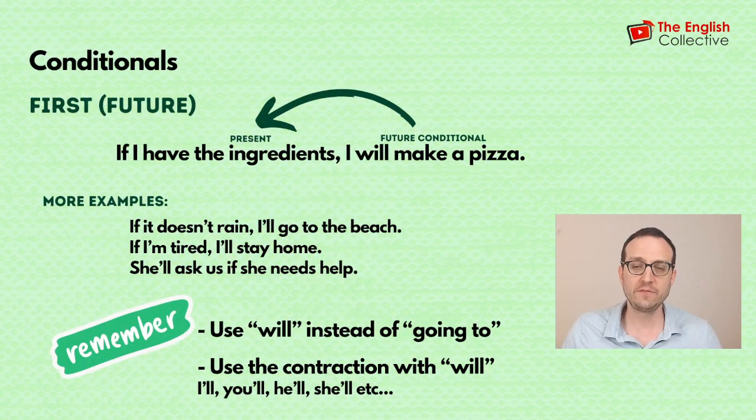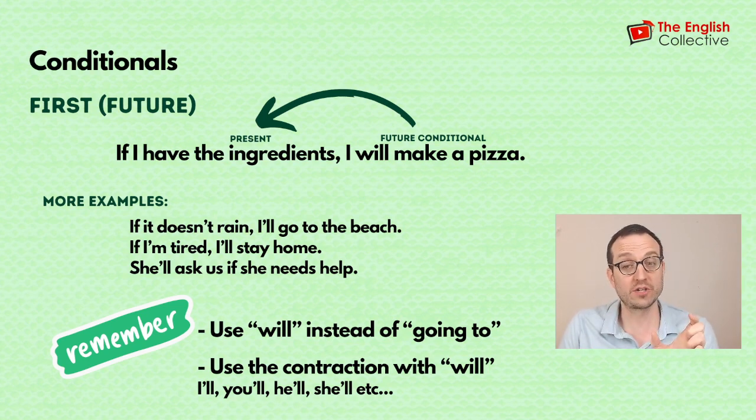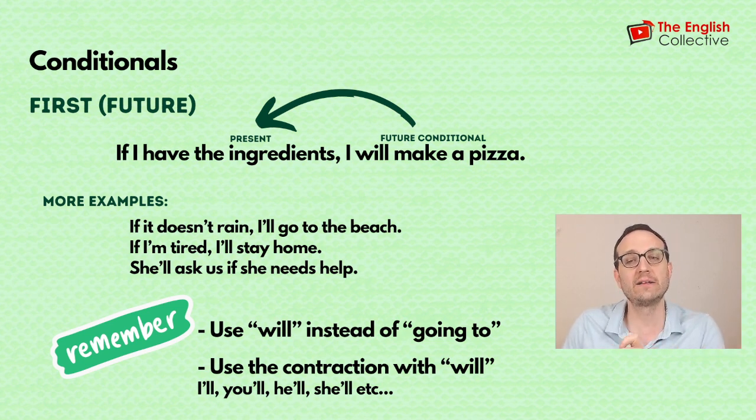So let's look at a few more examples and up close here, a little more focused. So again, the pizza example, if I have the ingredients, I will make a pizza, okay? If it doesn't rain, I will go to the beach. Again, we can use the contraction. If it doesn't rain, I'll go to the beach. If I'm tired, I'll stay at home. She'll ask us if she needs help.